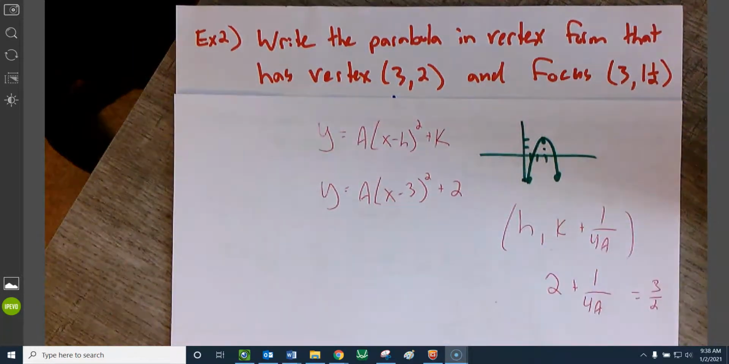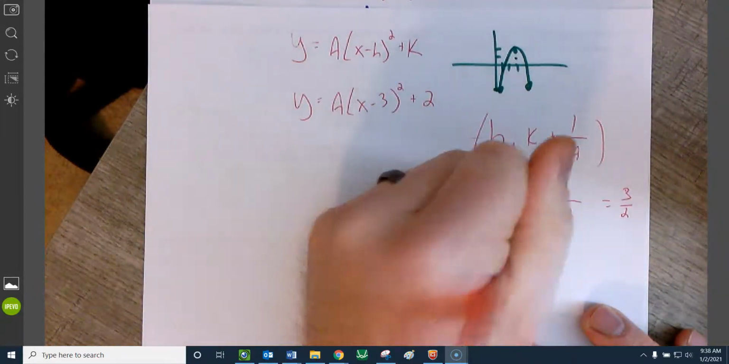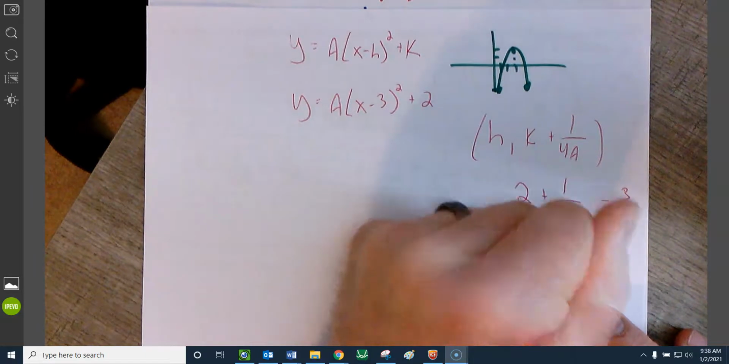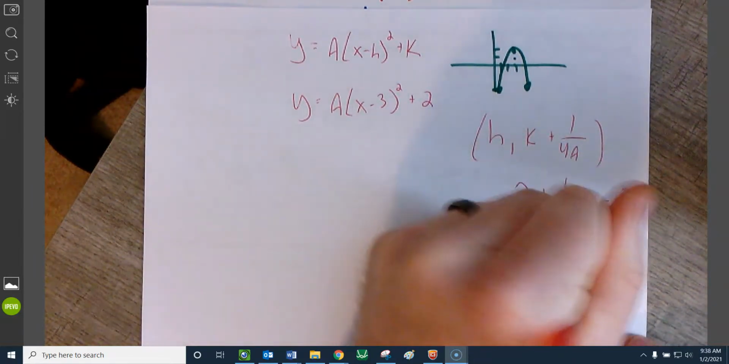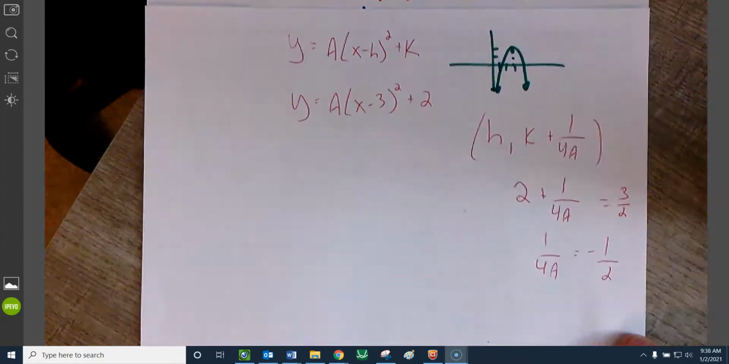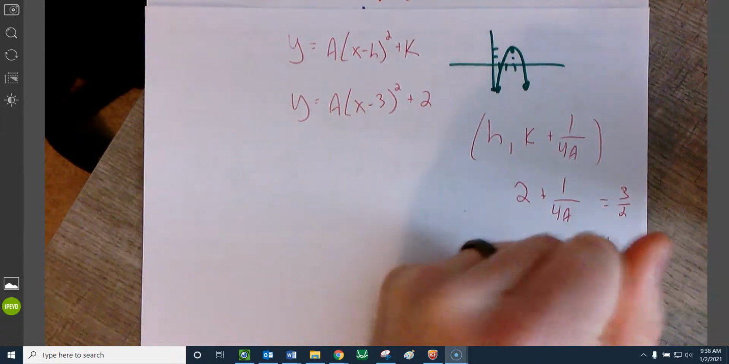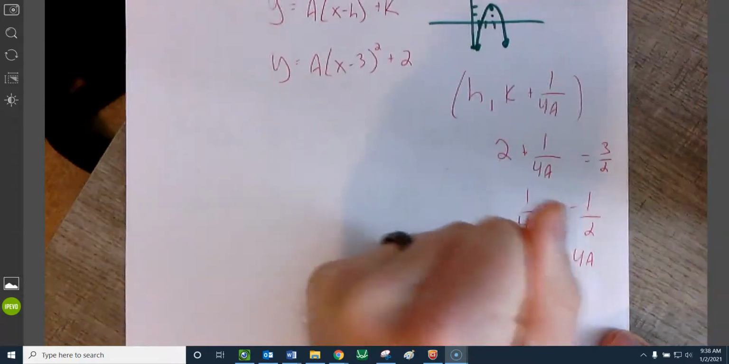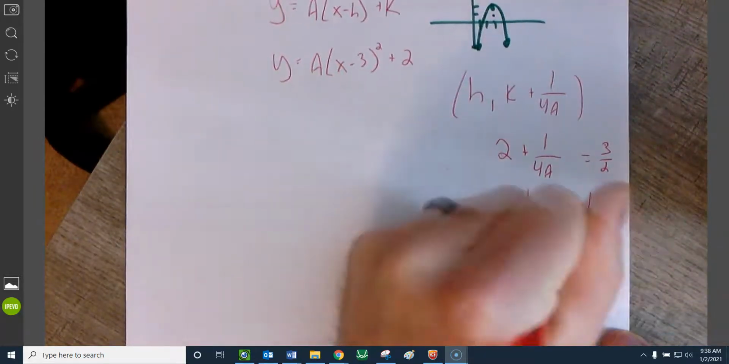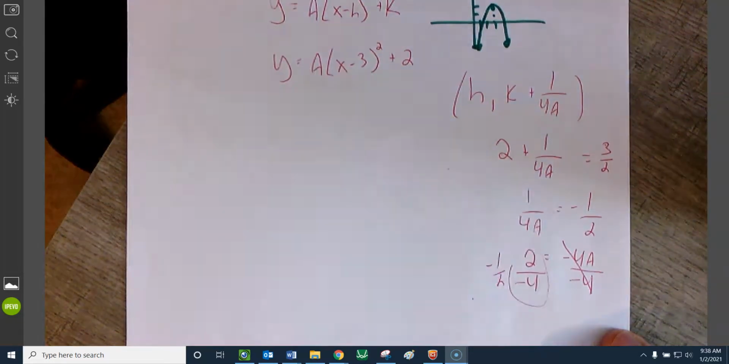And now we just solve that little equation. 2 is 4/2, so I'll subtract that from the other side. So 3/2 minus 4/2 is negative 1/2. Flip the fractions, cross multiply, divide, whatever you want to do. I'm going to say 2 equals negative 4a. I cross multiplied, and then I'm going to divide by negative 4. If I divide by negative 4, I get a equals negative 1/2.